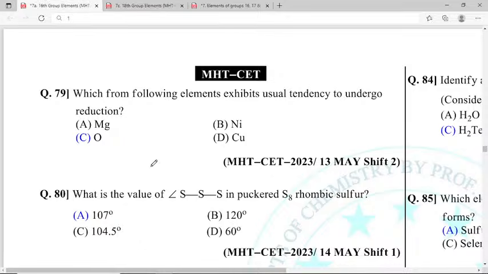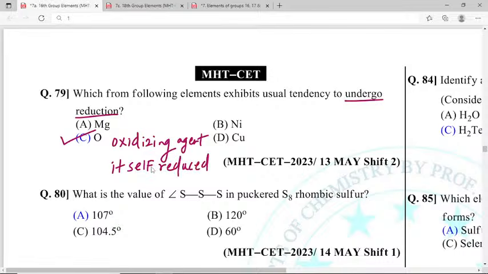Which of the following exhibits usual tendency to undergo reduction? Oxygen, because it is an oxidizing agent. An oxidizing agent itself gets reduced. Always remember. Get it?